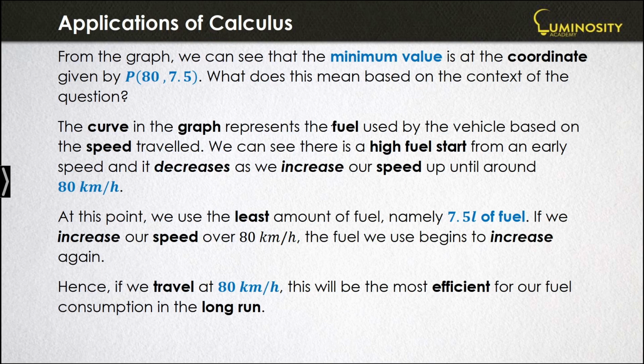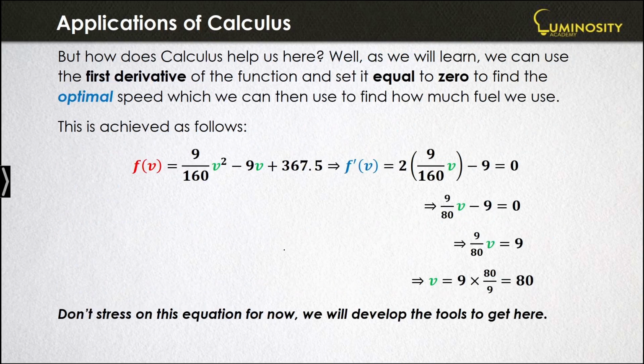But from the graph, we can see the minimum value of that coordinate is given by P(80, 7.5). Essentially from the context, that means that the fuel you're using starts off high at an early speed, and it decreases as we increase our speed up until around 80 kilometers per hour. At this point, we use the least amount of fuel, around 7.5 liters. But then as we increase our speed over 80 kilometers per hour, the fuel that we use begins to increase again. So essentially, how does calculus help us here?